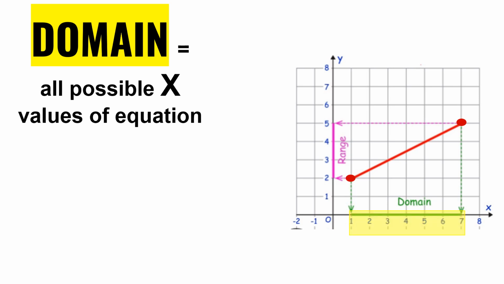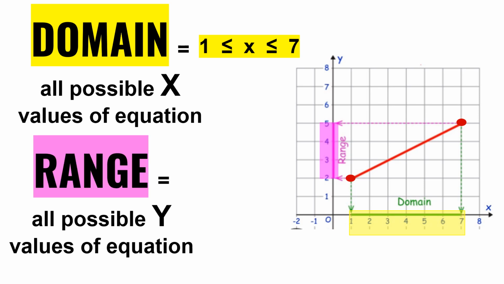I'm going to look on the x-axis and see, okay, my lowest x value starts at 1 and my highest goes all the way to 7. So my domain is between 1 and 7. So I'll say x is greater than or equal to 1 and less than or equal to 7. I use the or equal to because these are closed endpoints.